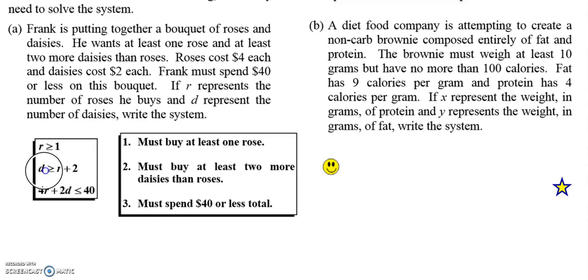So there we go. And then for the total value, you must spend 40 or less. And remember, the value means you take the number times the price. So the number of roses times $4 plus the number of daisies times $2. That's how you get the value. It must be less than or equal to 40. So that's how we came up with that.